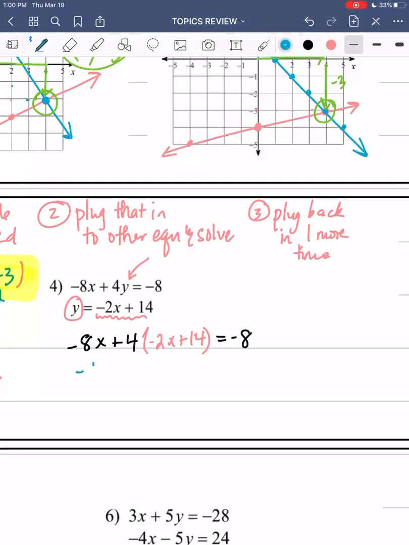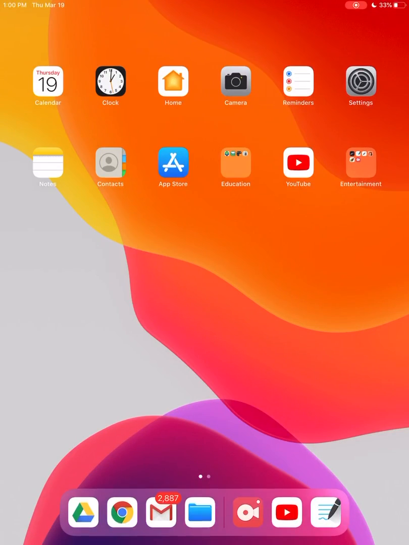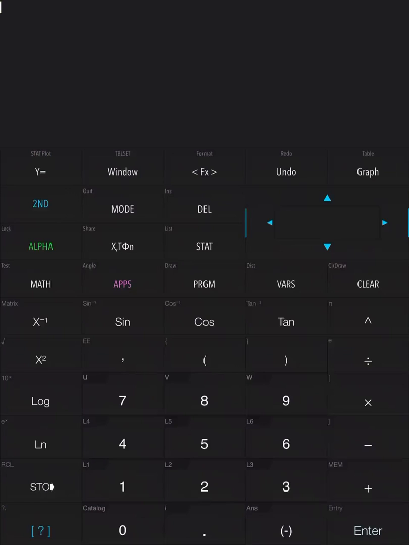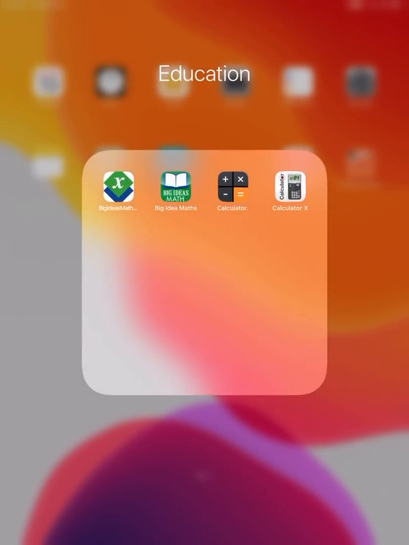Negative 8x plus, okay, positive 4 times negative 2x. Oops, try again. Positive 4 times negative 2x is negative 8x. Positive 4 times positive 14 is plus 56. Equals negative 8. We should check that: 4 times 14 on the calculator is 56. Okay, we were right. Let's go back.